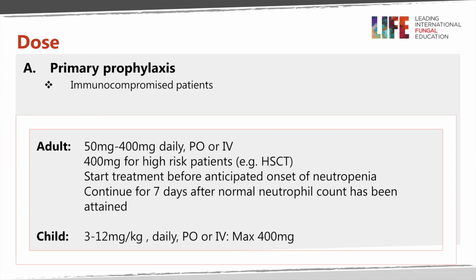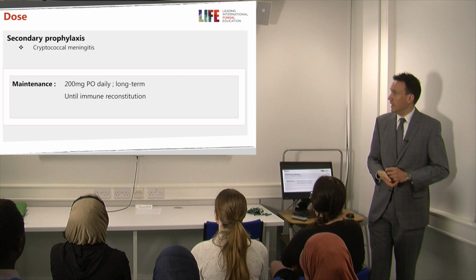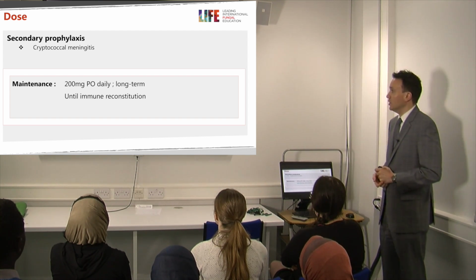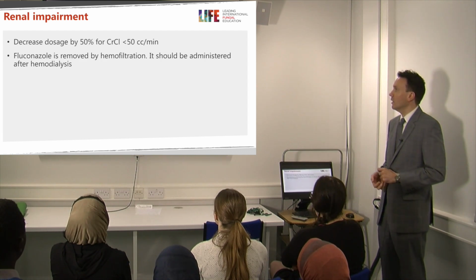So we can use fluconazole for primary prophylaxis in immunocompromised patients. For high-risk individuals, such as bone marrow transplant recipients, we use a dose of 400 milligrams daily. We are going to be starting the treatment before the onset of neutropenia, preferably, and continue for 7 days after the neutrophil count has recovered. Secondary prophylaxis in the setting of cryptococcal meningitis, as mentioned previously, 200 milligrams daily.